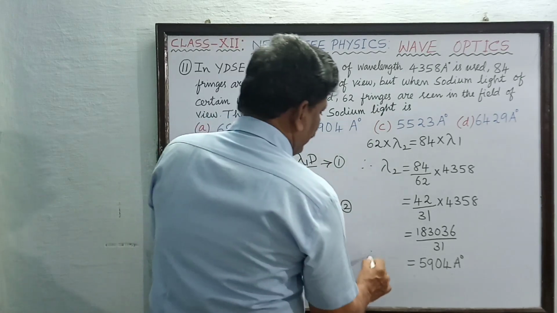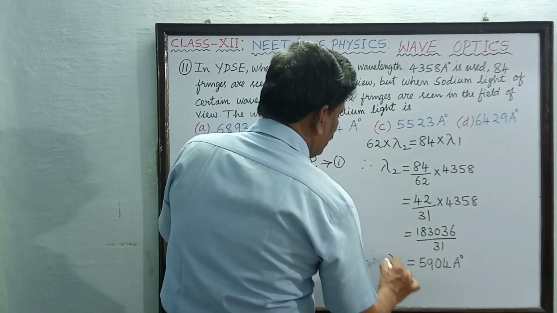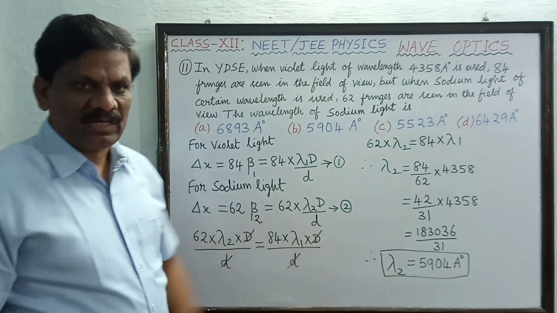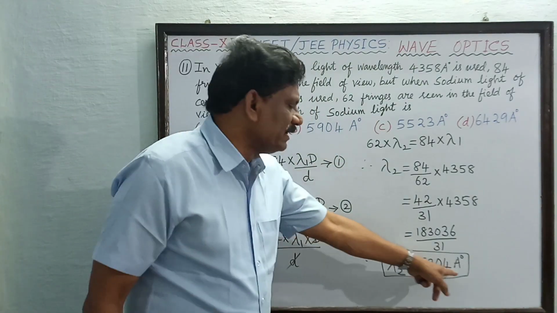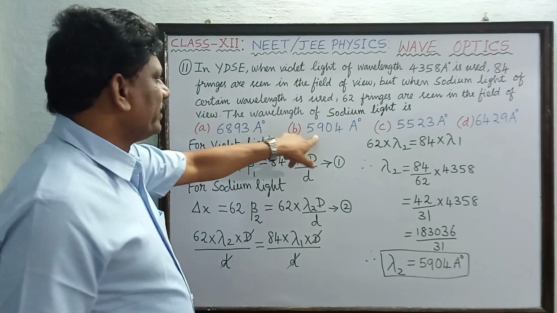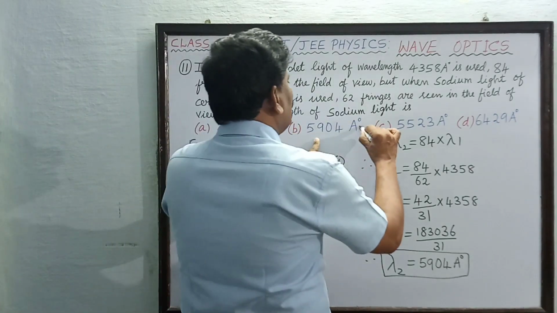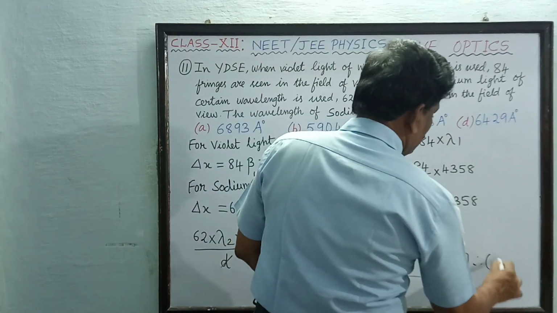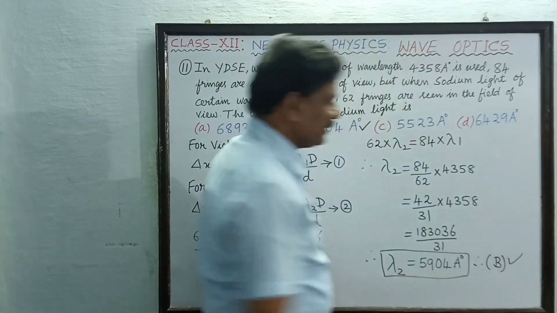So finally we got the answer for lambda sodium. The wavelength of sodium light is taken as lambda 2. So the answer is 5904 angstrom unit. So you can see here option B is the correct answer. Understand that? So option B is the correct answer.